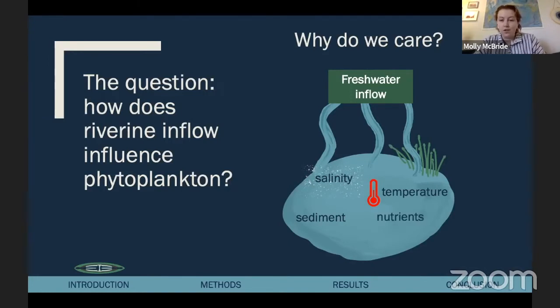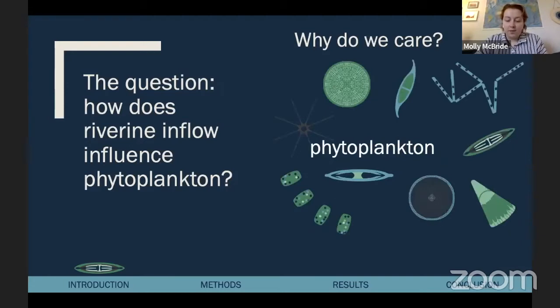It brings in nutrients, which can help fuel production. And finally, it can bring in contaminants, which can negatively affect our estuaries. And this is where phytoplankton come in to get a sense of how all of these potential changes that can occur from freshwater inflow can affect phytoplankton communities.